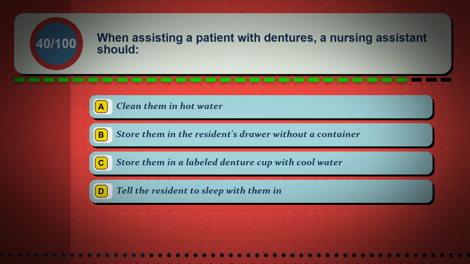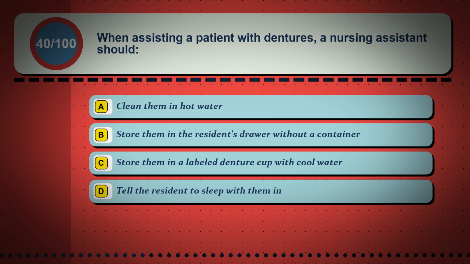Question 40. When assisting a patient with dentures, a nursing assistant should: Option A, clean them in hot water. Option B, store them in the resident's drawer without a container. Option C, store them in a labeled denture cup with cool water. Option D, tell the resident to sleep with them in.